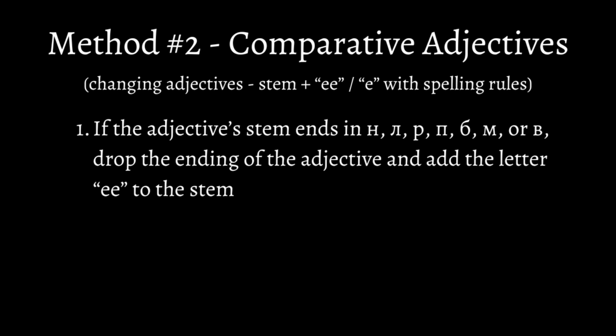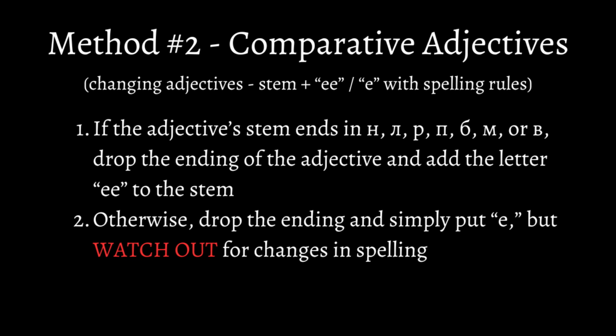In the first pattern, if the stem of the adjective ends in one of these consonants, N, L, R, P, B, M, or V, we drop the ending of the adjective and add the letters ее to the stem. In the second pattern, we drop the ending and simply put е, but there could be a few spelling rules.